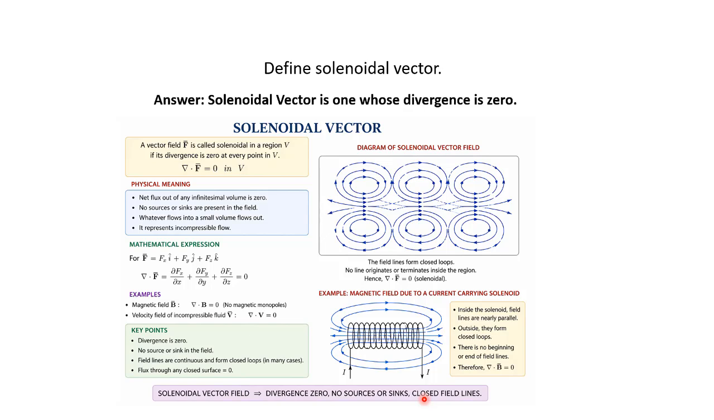So the field lines neither originate nor terminate inside the region. A classical example is the magnetic field of a current carrying solenoid, where the lines are parallel inside the solenoid, so the divergence of the magnetic field is 0.